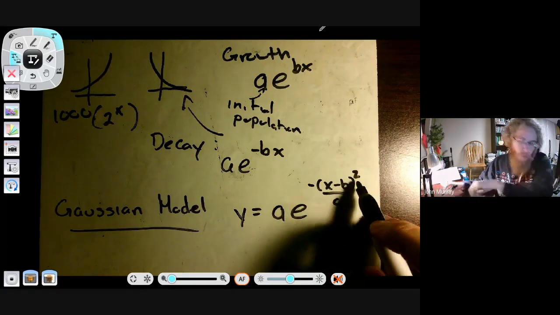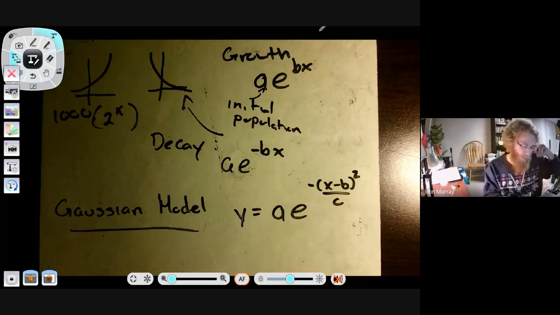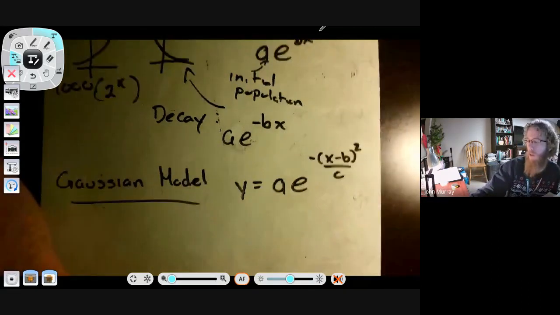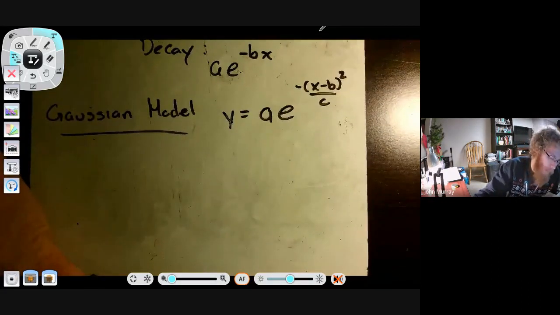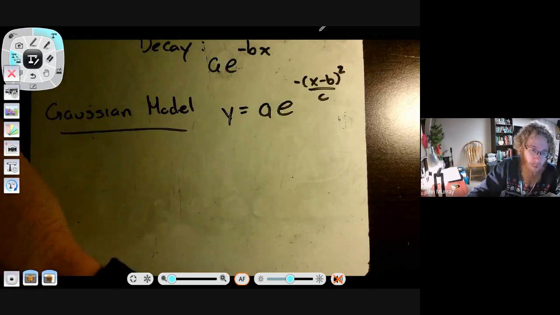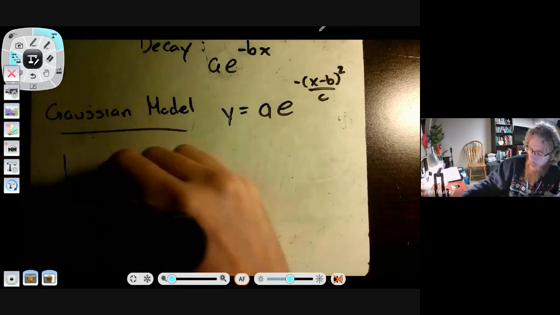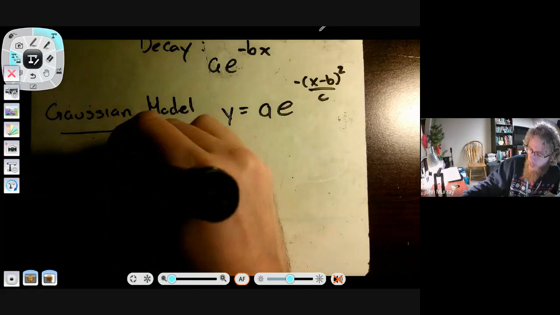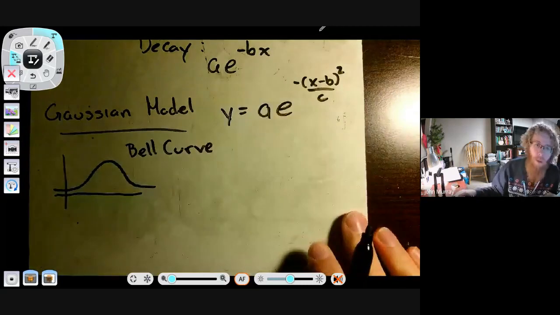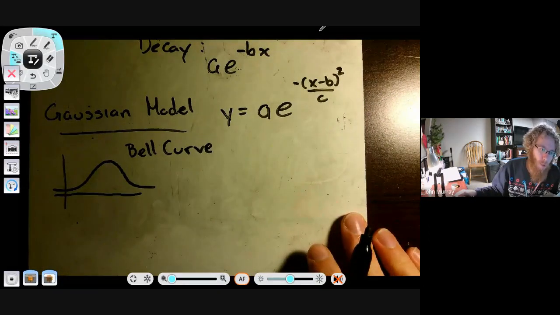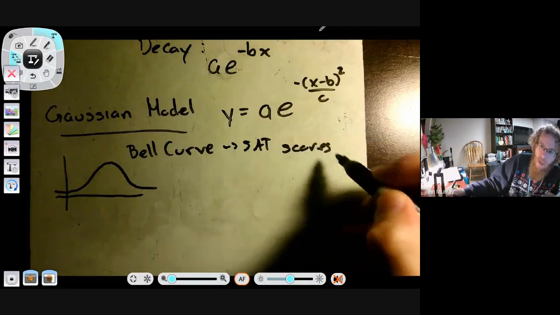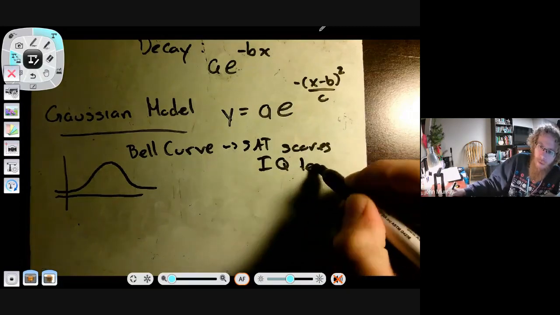So that does things with our exponential equation. We use Gaussian models a lot. They use it in statistics and probability. If you guys are aware of something called the bell curve. The bell curve is used for things like SAT scores and IQ levels.